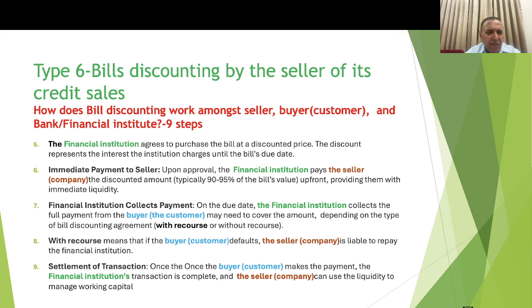Step 7 is the financial institution collects the payment on the due date from the buyer, and they need to recover this amount depending on the type of the bill discounting agreement, with recourse or without recourse. Now, with recourse means that if the buyer customer defaults in making the payment to the FI, the seller company is liable to make the payment to the financial institute.